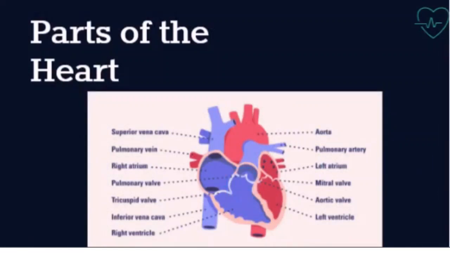Then coming to the aortic semilunar valve, it's actually present at the origin of the aorta, and the pulmonary semilunar valve, which is this, is present at the origin of the pulmonary artery.